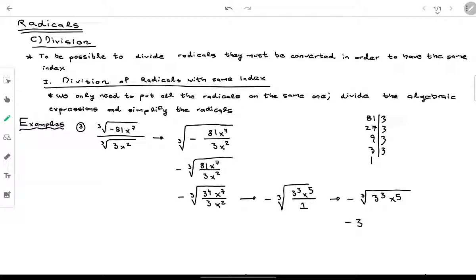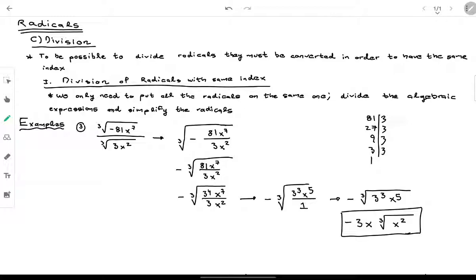I can take out a 3. I can take out an x on the inside part because the division between 5 and 3 is not an exact division. I will still have x squared because the remainder between dividing 5 and 3 is going to be 2, and that's going to be my actual answer.